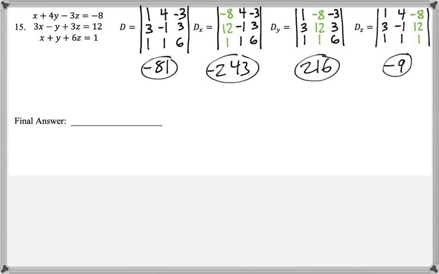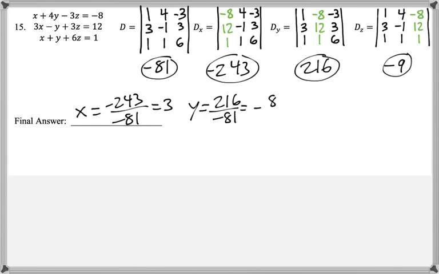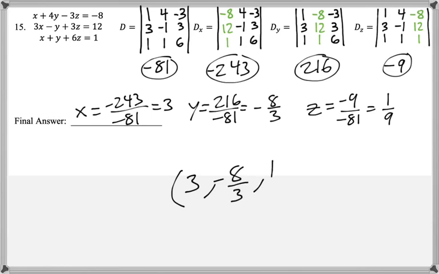So x is equal to negative 243 over negative 81, which is 3. Y is equal to 216 over negative 81, which is negative 8/3. And z is equal to negative 9 over negative 81, which is equal to 1/9. So my final answer is 3, negative 8/3, and 1/9.